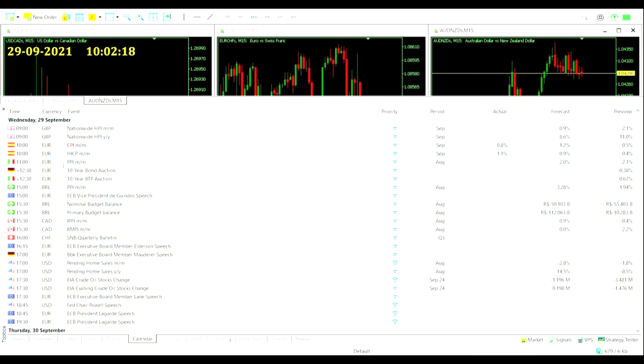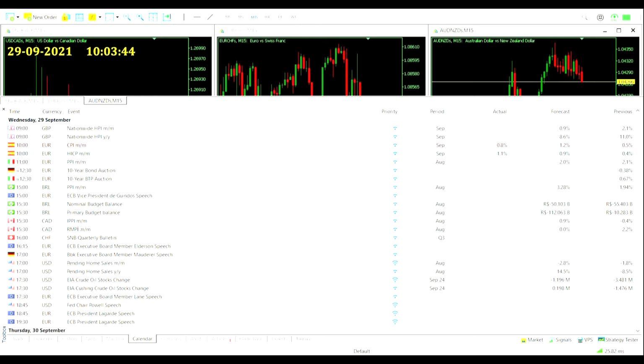At 11 o'clock in the Eurozone, again from Italy, we've got the PPI month on month, forecast at 2% with a previous of 2.1. So really high PPI. They'll be hoping for something similar to Spain here to get a lower figure out of the result. At 12:30, 10-year bond auctions for Germany and Italy. Brazilian numbers in the early afternoon, PPI month on month at 3 o'clock, with the nominal budget balance and primary budget balance falling at 3:30. Their PPI is forecast at 3.28%. Once more, I would certainly imagine they want to get under that. They are seeing a higher period of inflation over there.